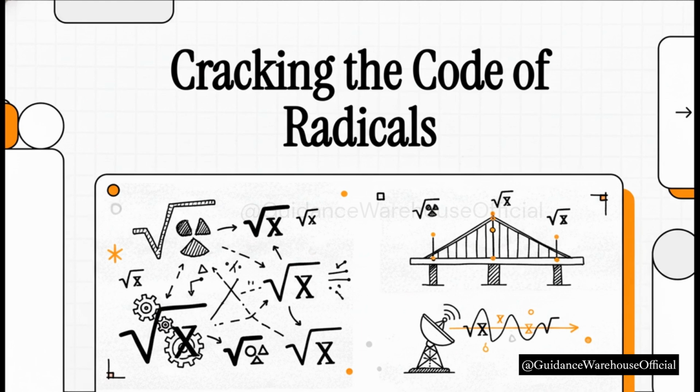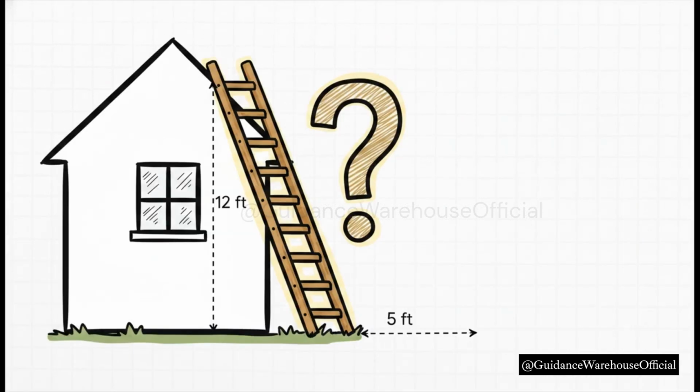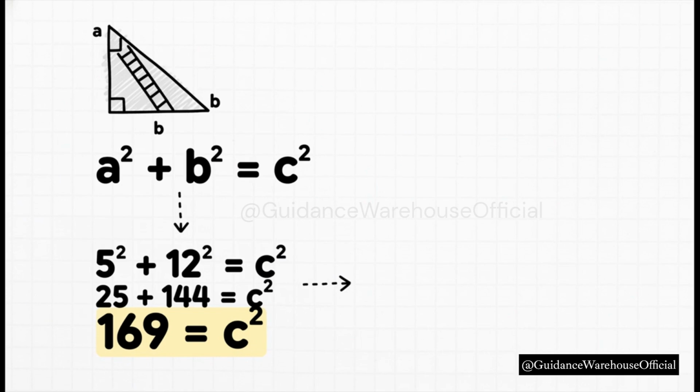Let's kick things off with a very practical puzzle. Imagine this. You need a ladder to get to a window that's 12 feet off the ground. Simple enough, right? But here's the catch. For safety, you have to place the bottom of the ladder 5 feet away from the wall. So the question is, what's the exact length of the ladder you need? This is a classic little geometry problem, and it's going to lead us straight to the heart of what radicals are all about. You probably remember this one from school.